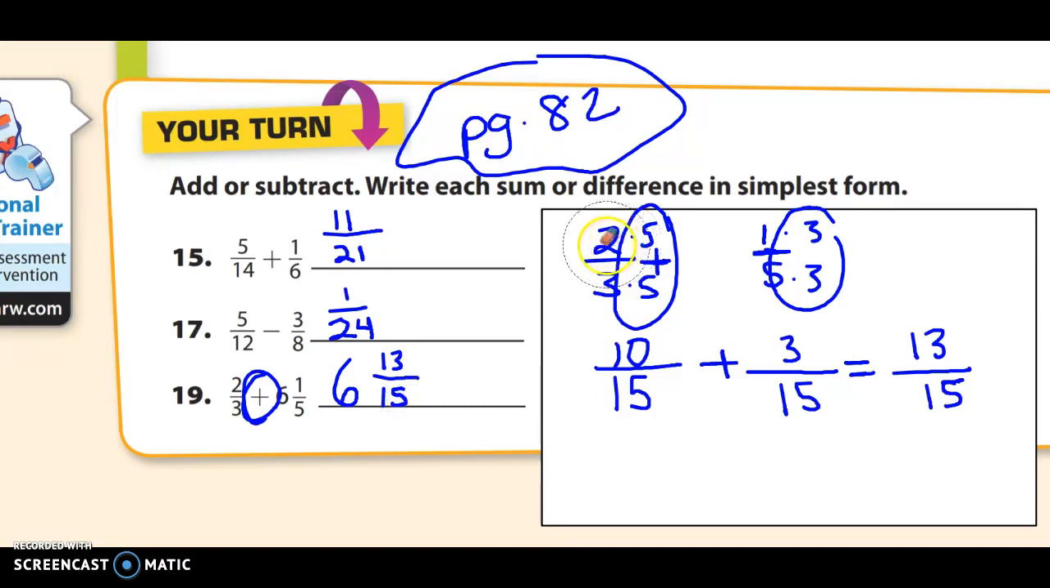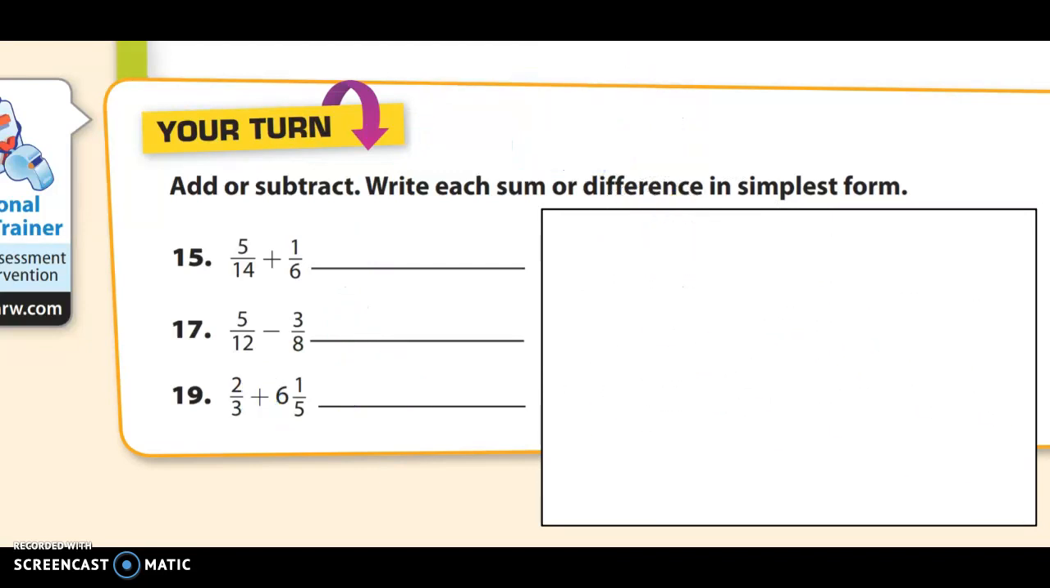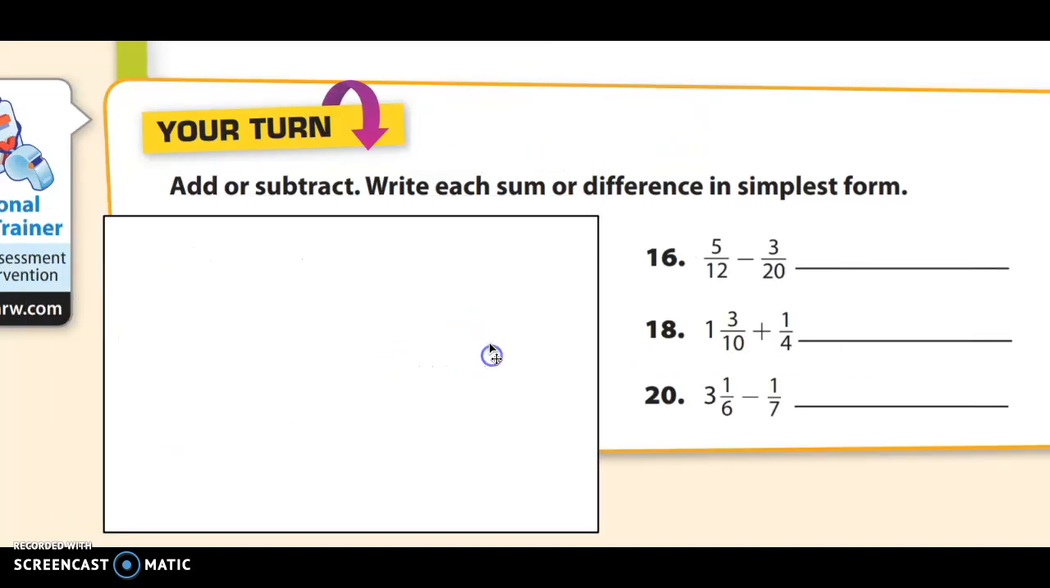All right, those three. We did those three. We got three more. We're going to do the evens now. And so I'm going to actually erase my annotations and move these over here. I'm now on number 16. I've got 5/12 minus 3/20.